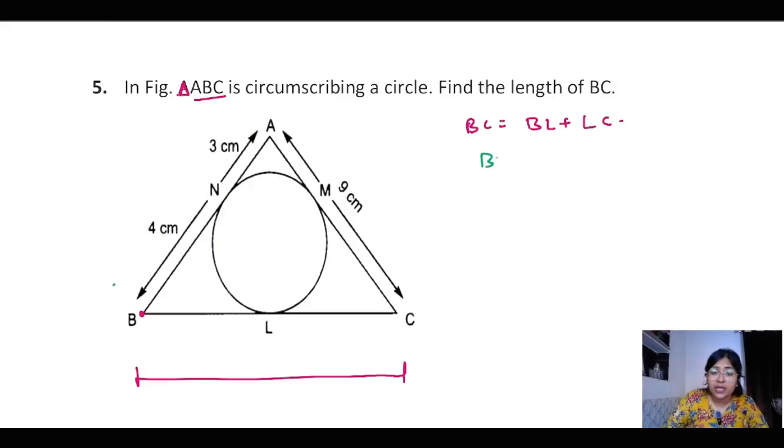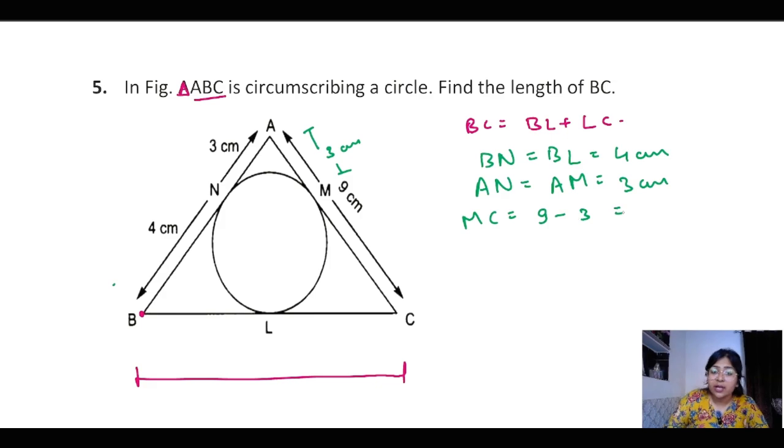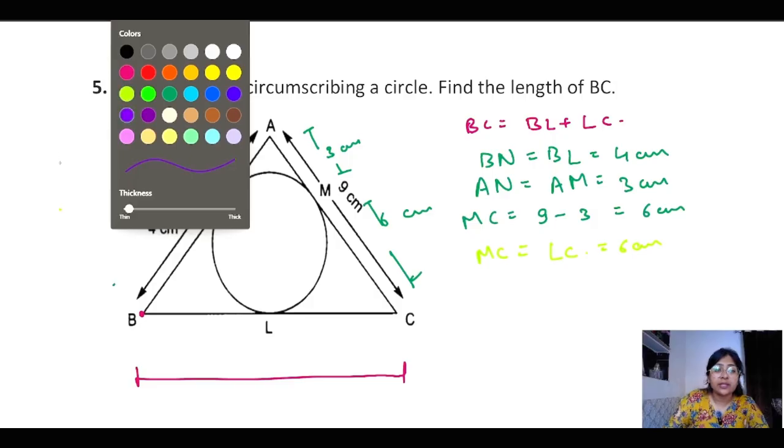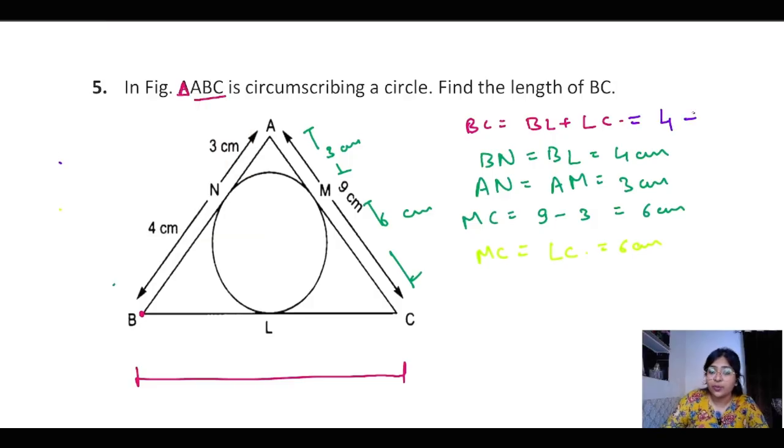It means BN is equal to BL is equal to 4 centimeters. Similarly, AN is equal to AM is equal to 3 centimeters. If AM is 3 centimeters, then MC will be 9 minus 3, that is 6 centimeters. And we know MC is equal to LC is equal to 6 centimeters. So BL is of measurement 4 and LC is of measurement 6. It means the length BC is 10 centimeters.